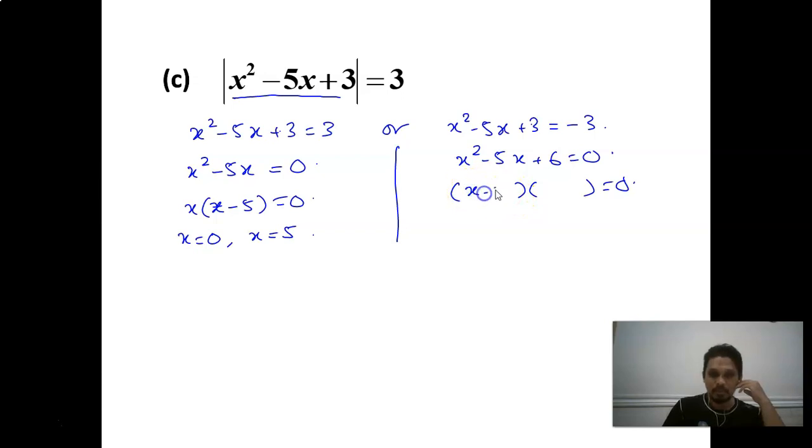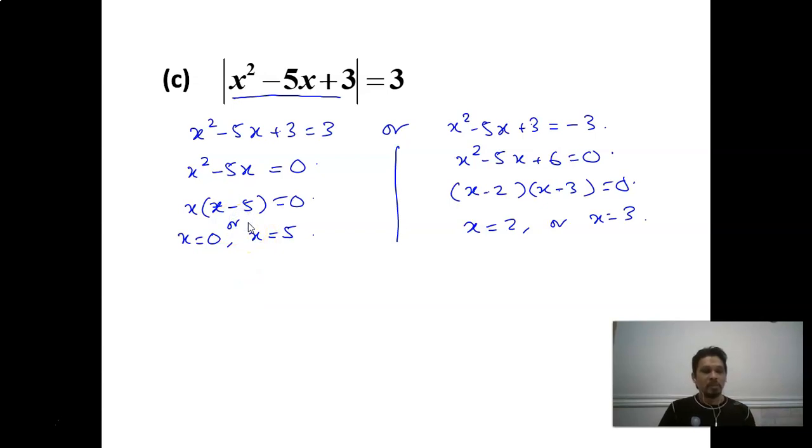It is x minus 2 and x minus 3. Let's double check. X times x, x squared. X times negative 3, negative 3x. Negative 2 times x, negative 2x. Negative 3x minus 2x, negative 5x. Negative 2 times negative 3 equal to 6. So then the solution set here is x equal to 2 or x equal to 3.